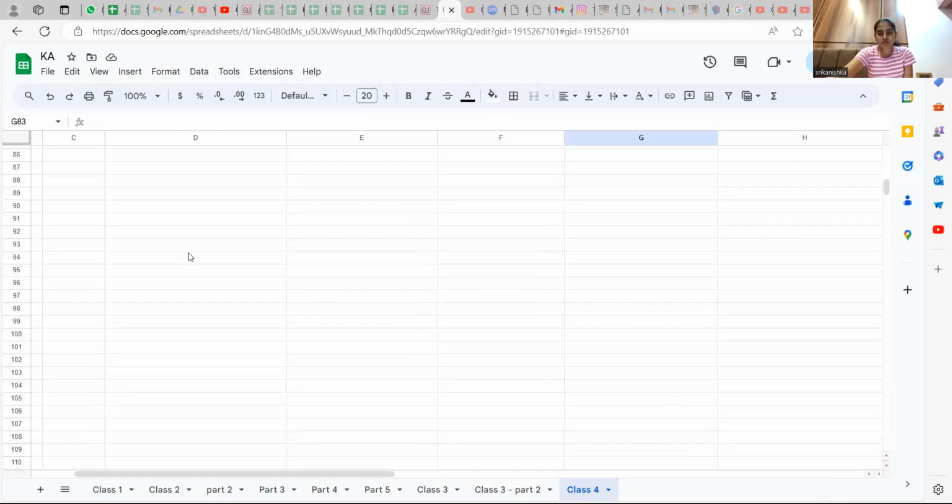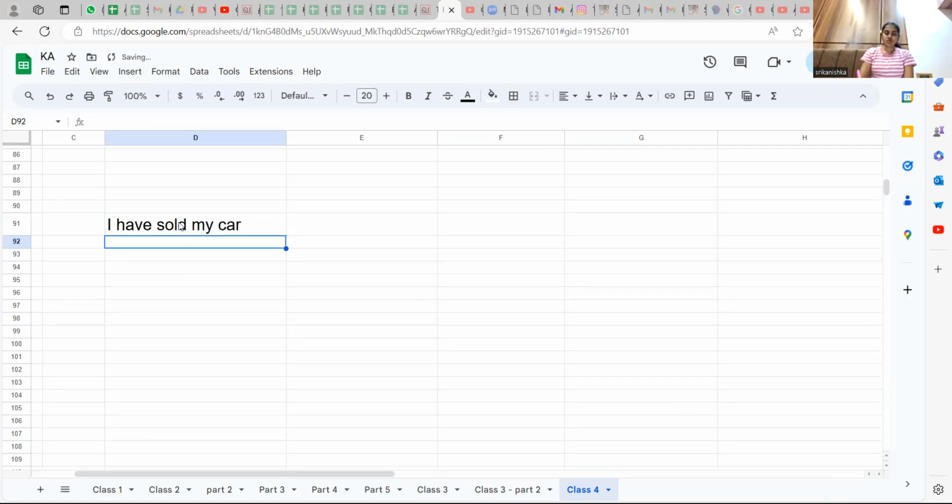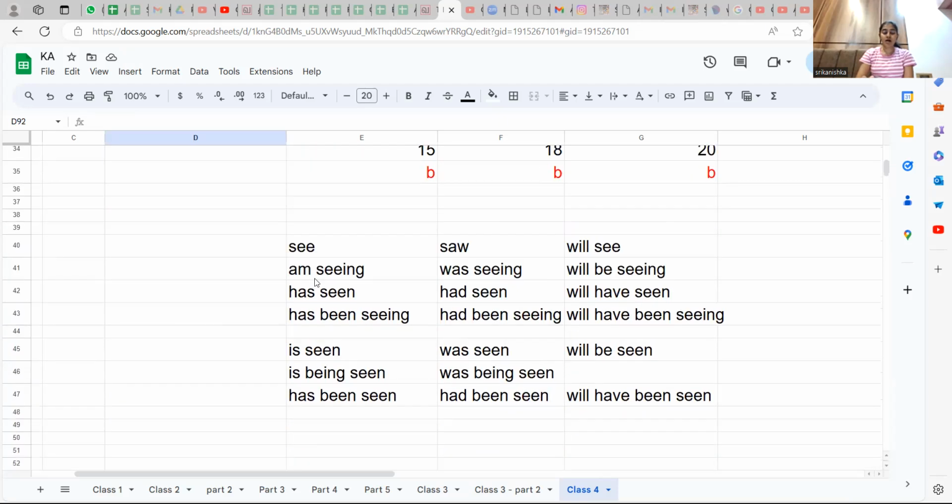To revise this, I'm going to give you something here. I have sold my old car. Now convert this into passive. First, you need to identify that this is an active form. You can refer and tell me how you are going to convert it, because you have done it here, isn't it? You are completely done. Yes, sir.